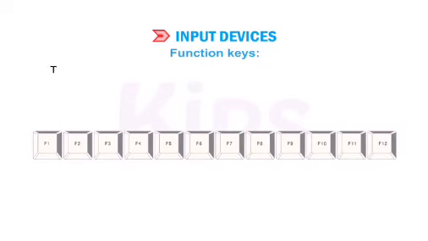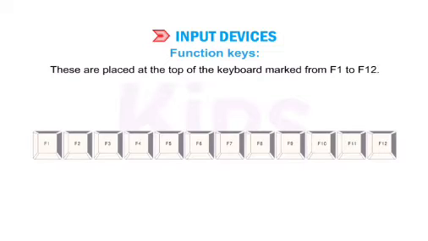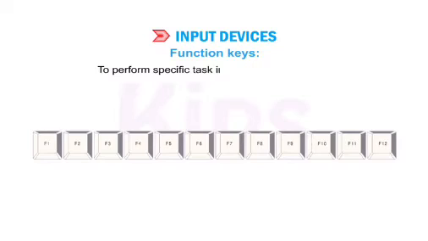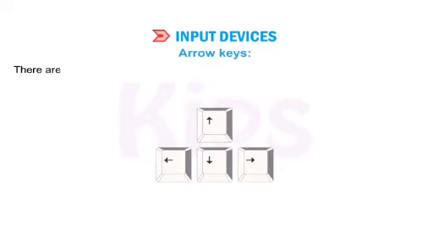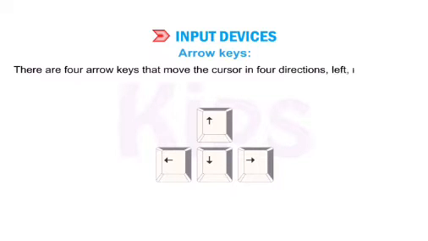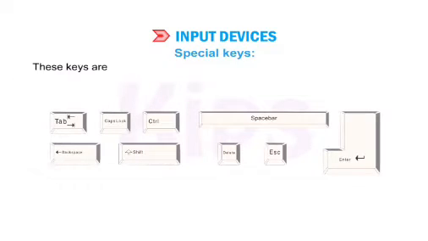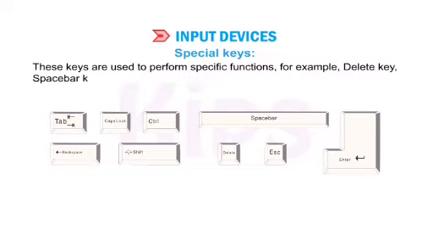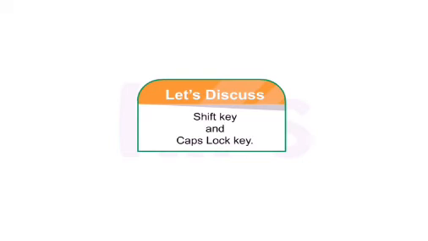Function keys. These are placed at the top of the keyboard marked from F1 to F12 to perform specific tasks in different applications. Arrow keys. There are 4 arrow keys that move the cursor in 4 directions: left, right, up, and down. Special keys. These keys are used to perform specific functions, for example, delete key, space bar key, enter key, backspace key, etc. Let us discuss shift key and caps lock key.